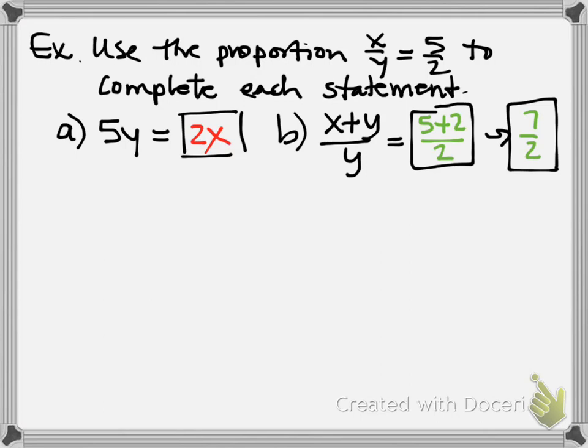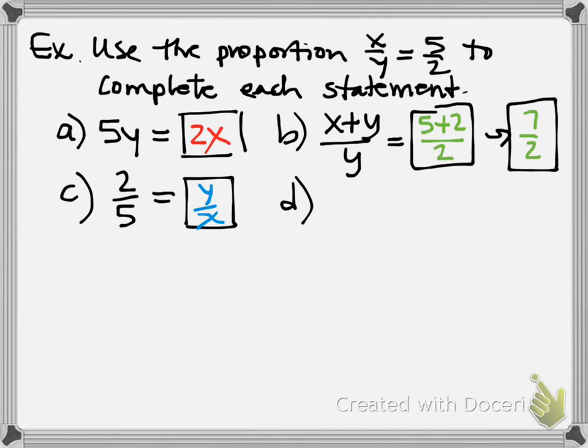What if I give you 2 over 5? Which of our properties deals with that? If we had x over y equals 5 over 2, what do we know that 2 over 5 has to be equal to? And we've got y over x. And that's going to be the reciprocal property of proportions. Okay.